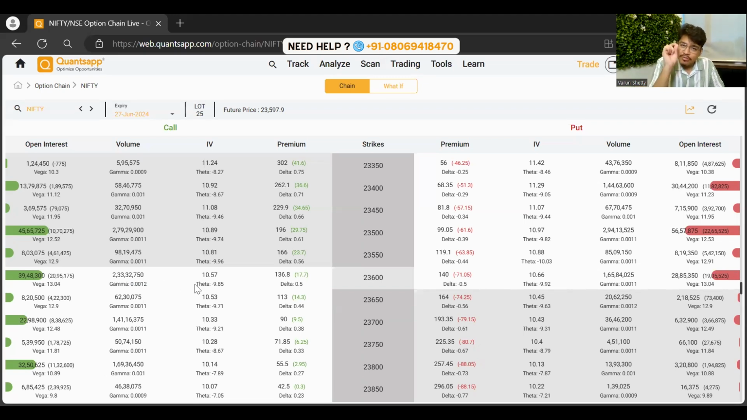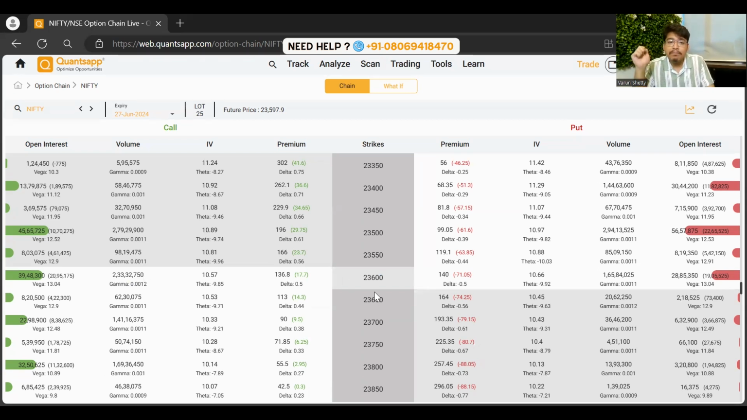So gamma value, you will find it's very tiny. It's 0.001, 0.004, 0.002. It's something like that. Right? So gamma value is always tiny. So let's say if Nifty moves up by 1 rupee, then this option's delta will increase by 0.0012.